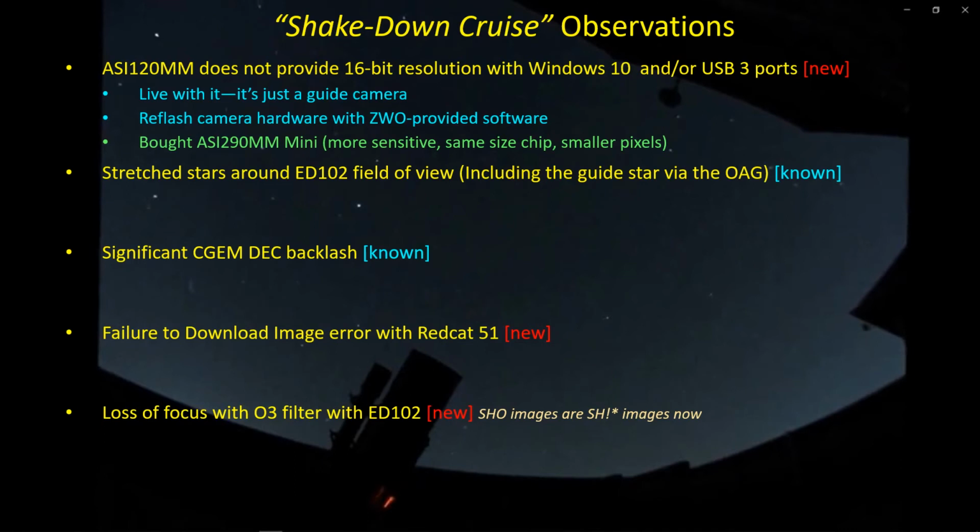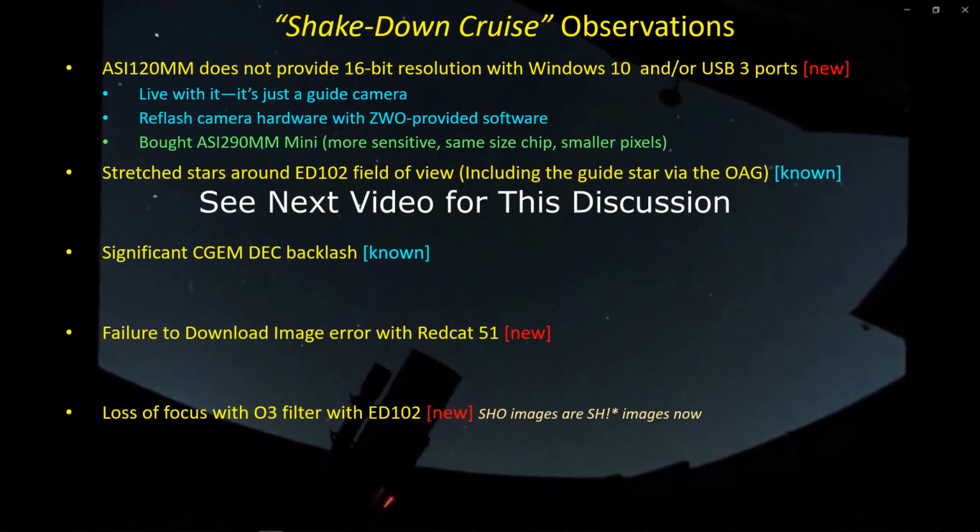So one of the things I decided I'd do is just go ahead and spend money for the ASI 290mm, the more recent camera, mini version. It's more sensitive. It's maybe a slightly longer chip, but roughly the same size chip as the ASI 120. And there are smaller pixels, so there are some advantages to having it, not the least of which is that it does work in 16-bit mode with modern ports and computers.